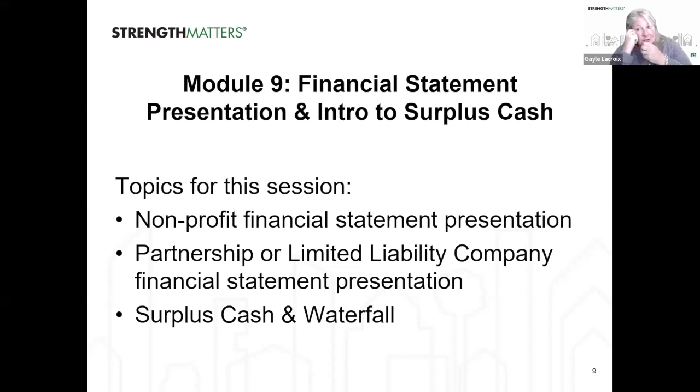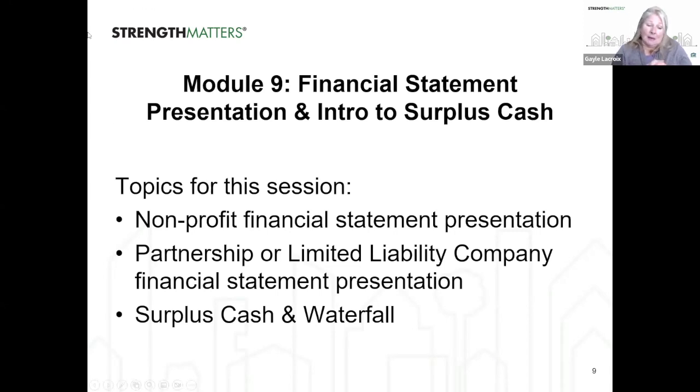So here we are, module 9, 8 down, 3 to go. Congratulations so far. So today we're going to talk about what happens when we end year 1. And when you end the first year of a tax credit deal, you have financial statements to present. And we're going to show you what the deal financial statements look like.